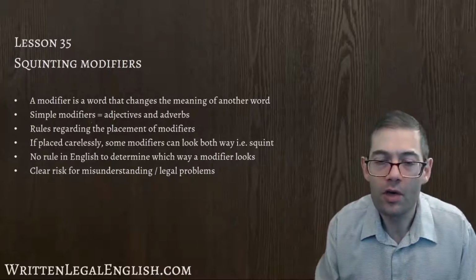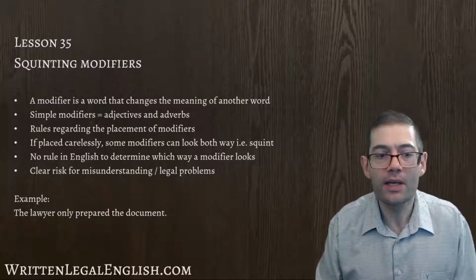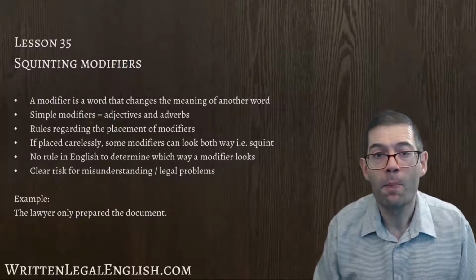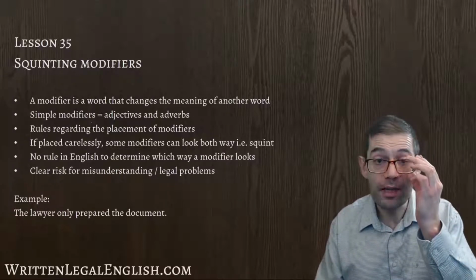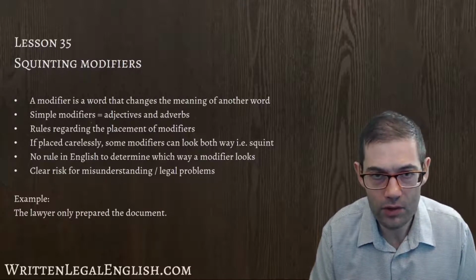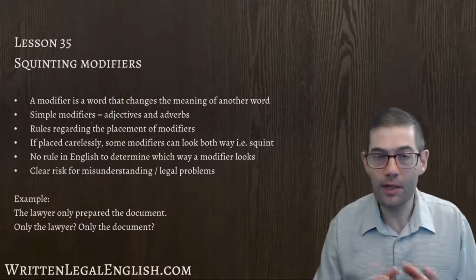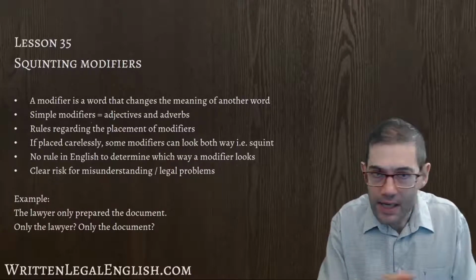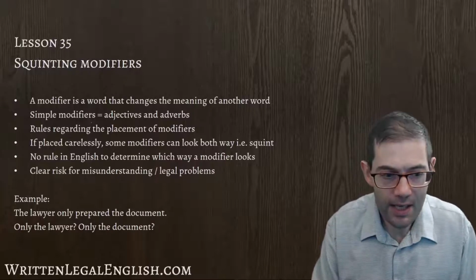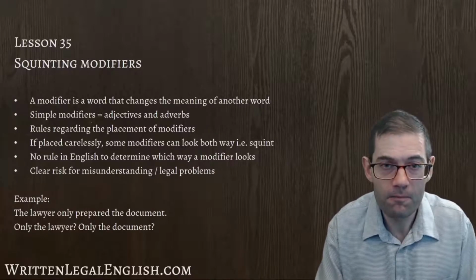Let me give you a simple example. So we've got a sentence. The lawyer only prepared the document. And the modifier here is only, and it's squinting. It's looking in two different directions. Which directions? Well, is it saying only the lawyer? So the lawyer only and no one else? Or is it saying only the document and nothing else?